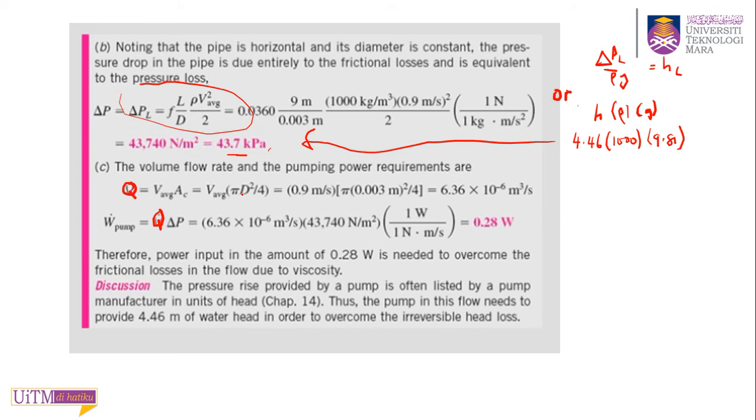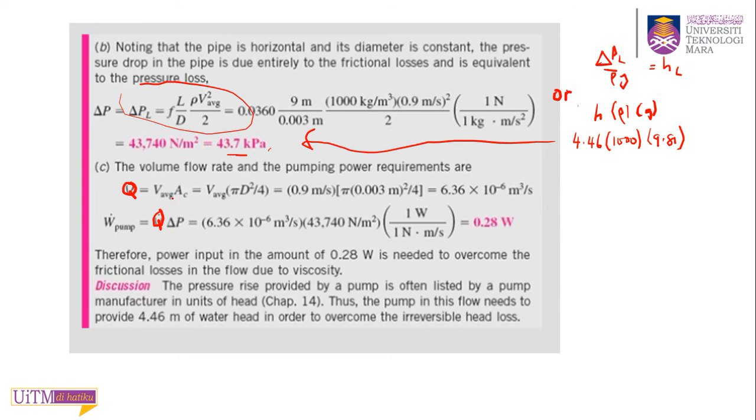Okay, that's why we use Q. I change this Q. Okay, Q equals the area times velocity. So you have this value for velocity and also the area, so you can find your Q. And when you get your Q, you can simply multiply Q with delta P to get your pumping power requirement. Or you can use another equation using the head loss.